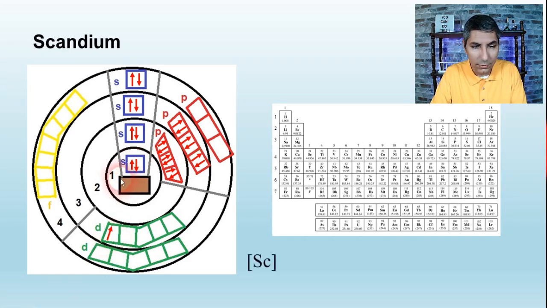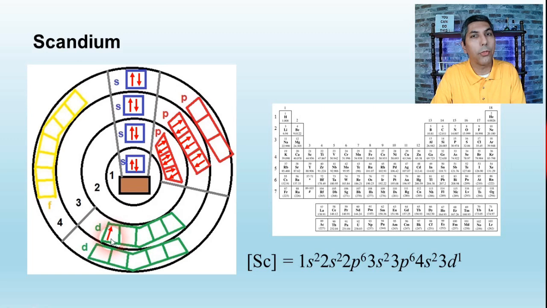It's 1s2, 2s2, 2p6, 3s2, 3p6, 4s2, and it's sitting in level 3, section D, seat number 1. So it ends with 3d1. That's the electron configuration, or the ticket stub as we're calling it, for scandium.